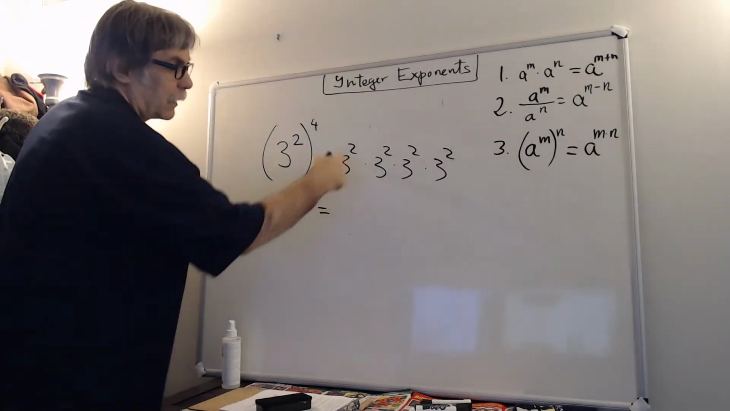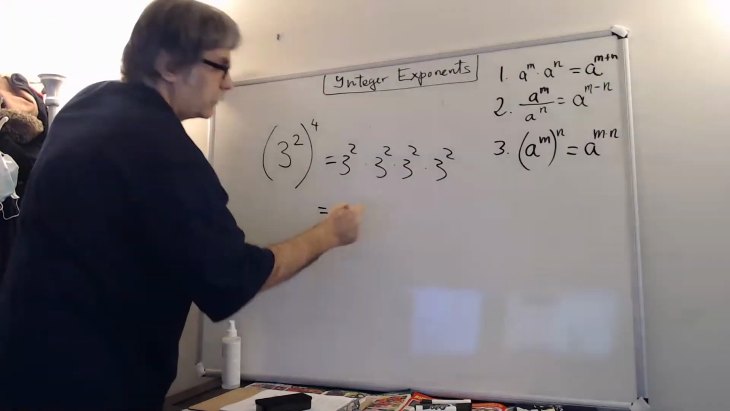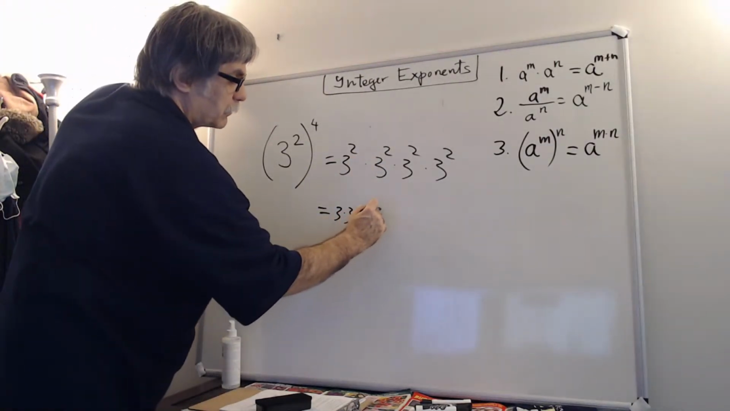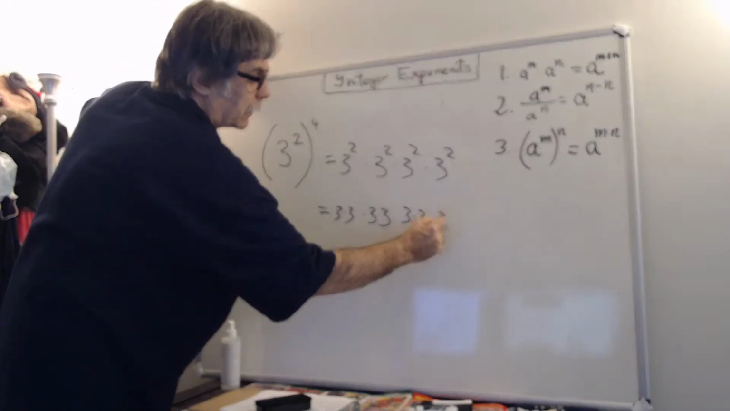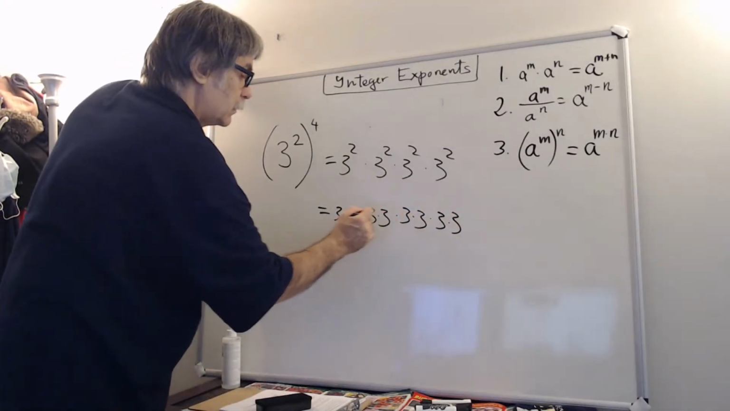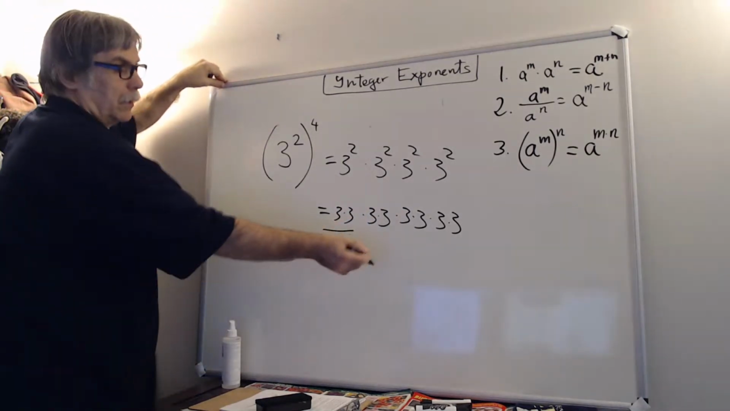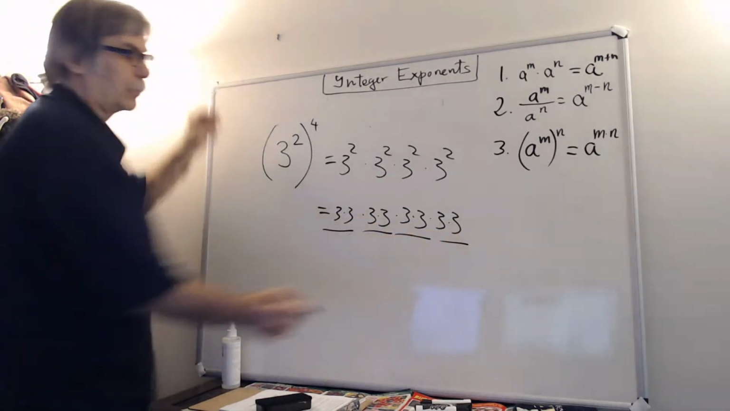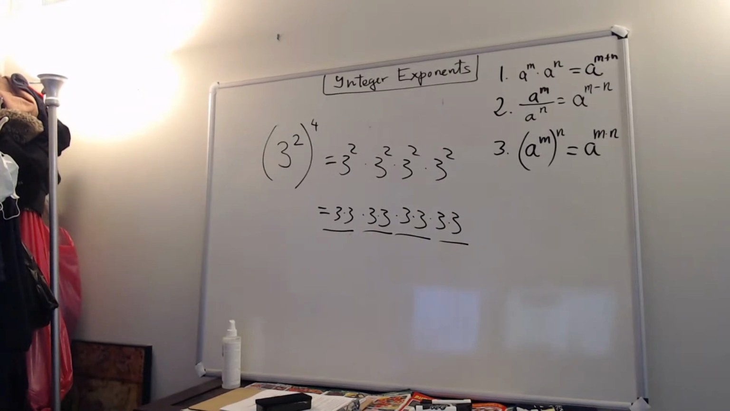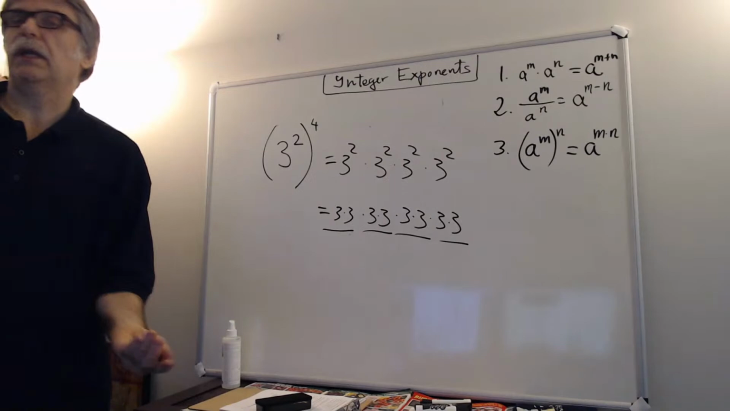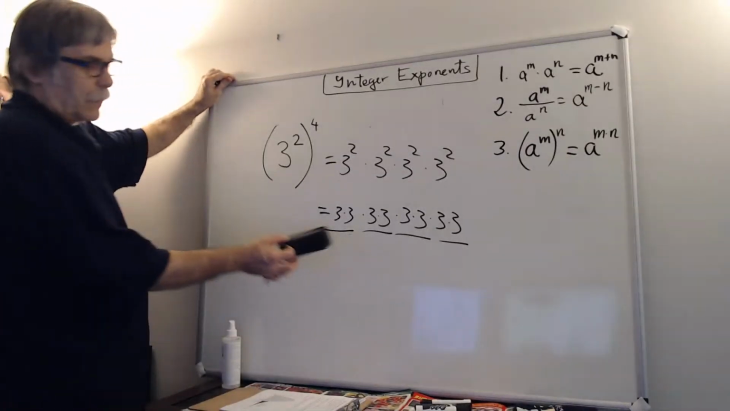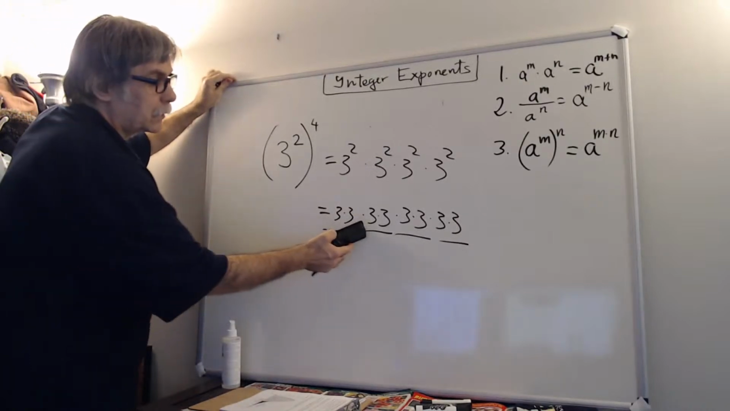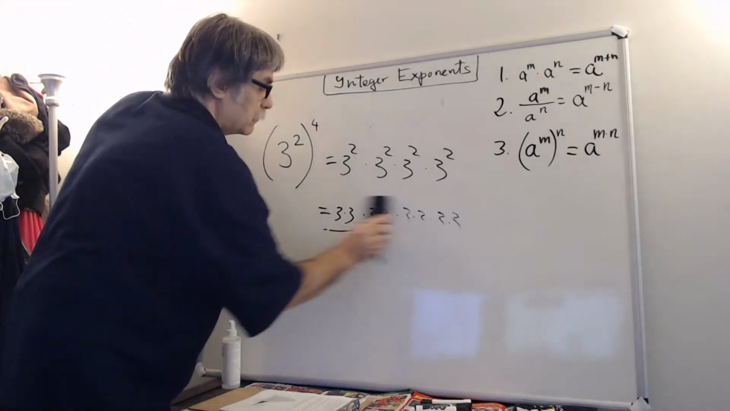Okay? What's the first one? The first one is 3 times 3. What's the second one? 3 times 3. What's the third one? 3 times 3. What's the fourth one? 3 times 3. So what are you doing? You have 4 groups of 2. How many? 4 times 2, 8 of them. 1, 2, 3, 4, 5, 6, 7, 8.